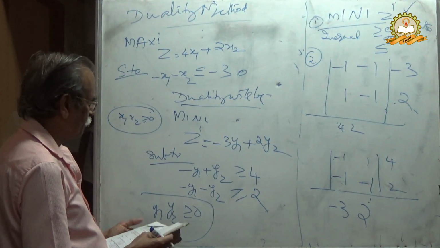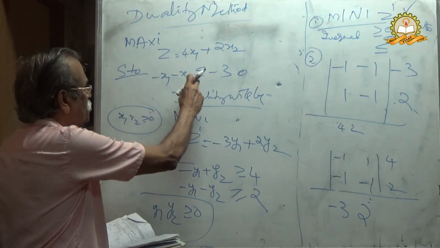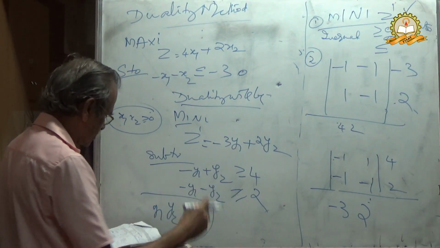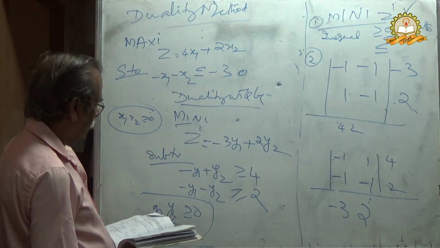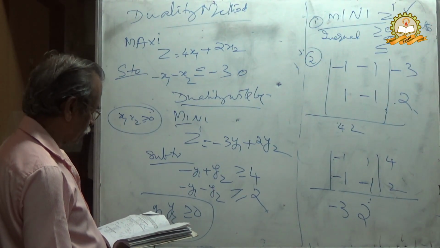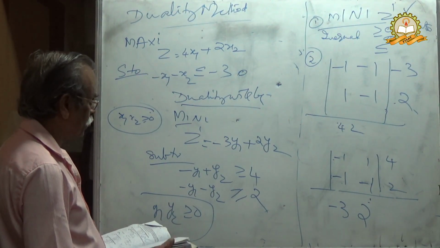So you have: maximization means all constraints should be less than or equal to, and minimization means all should be greater than or equal to. Therefore, you have minus 3y1 plus 2y2, minus y1 plus y2 greater than or equal to 4, minus 1, minus y2 equal to 2.